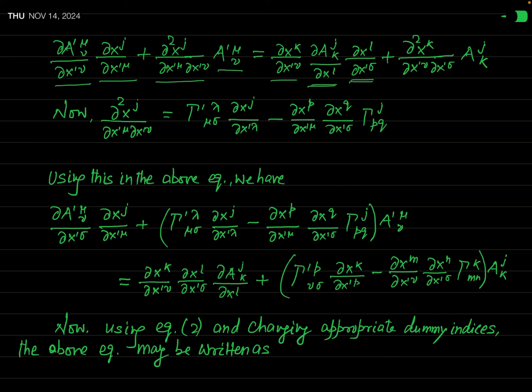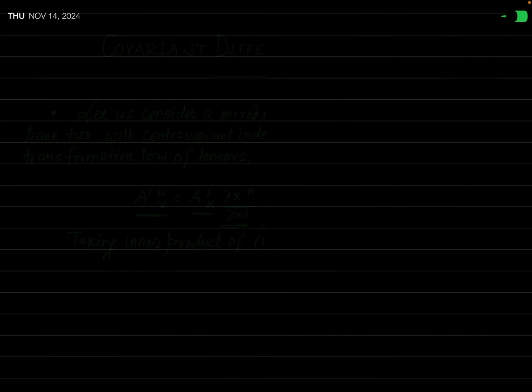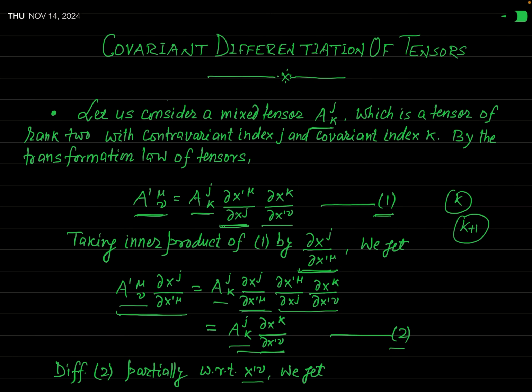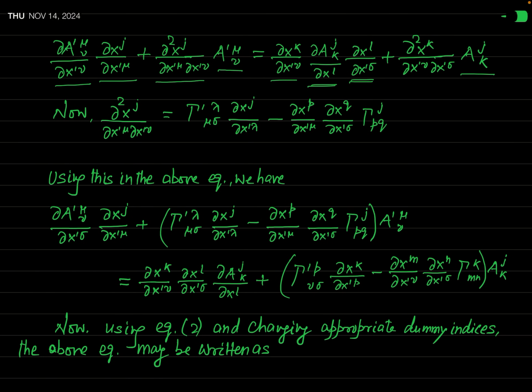And now we will keep the first factor, that is ajk, as it is, and we will operate the operator del x prime nu on the second factor, and the second factor is del xk by del x prime nu. So this will be del 2 xk by del x prime nu del x prime sigma.